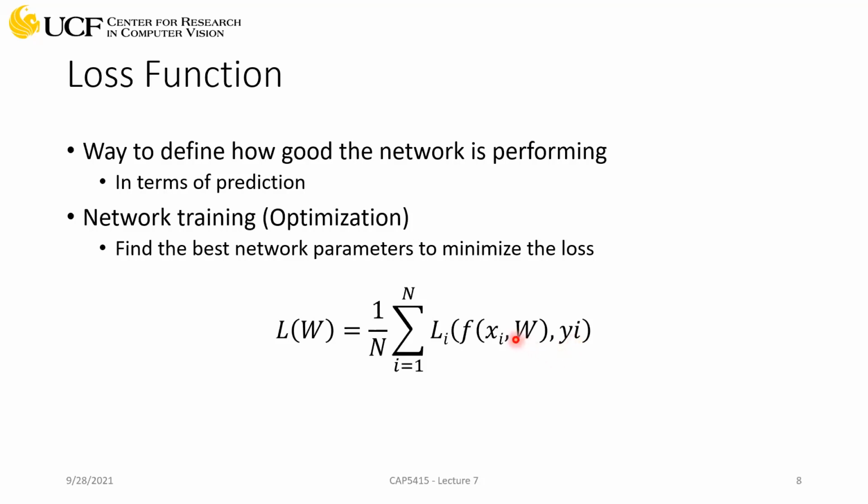Now what we do is we look at this actual ground truth. We call this ground truth. We look at this actual ground truth yi, and we compare this with what the network is predicting. We can easily compare these two, and that will determine your loss function.